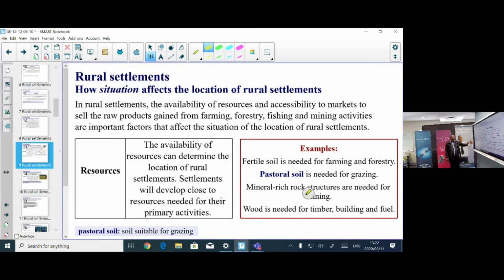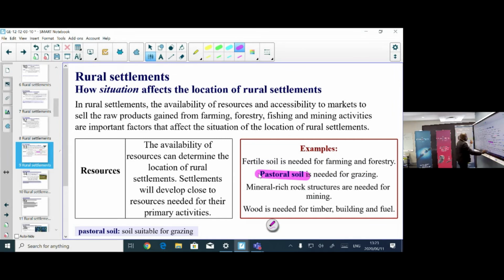Resources are also important. The availability of resources can determine the location of rural settlements. Settlements will develop close to resources needed for their primary activities. Then we do have examples here. Fertile soil is needed for farming and forestry. Then we have this other type of soil, pastoral soil, which is needed for grazing. Pastoral soil is the soil that promotes the growth of natural grass, so the grass for feeding the animals and for livestock in general.